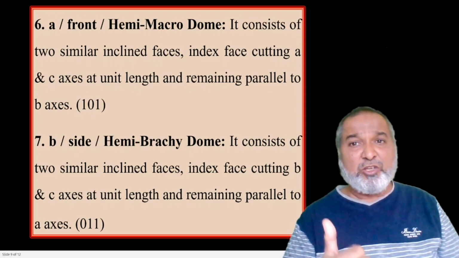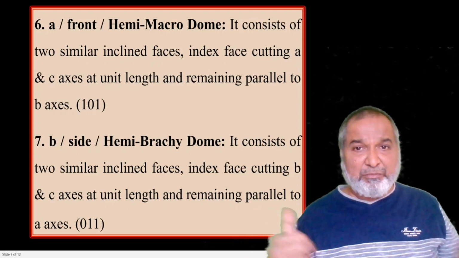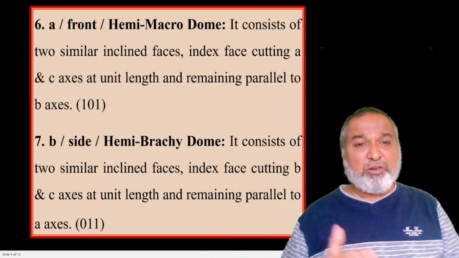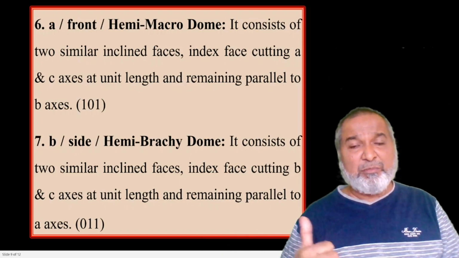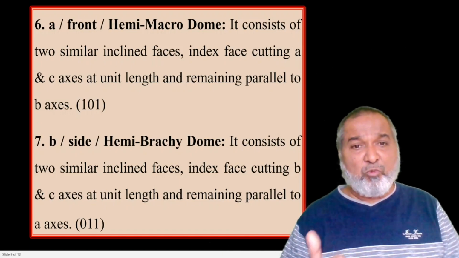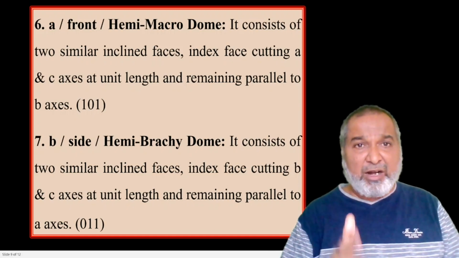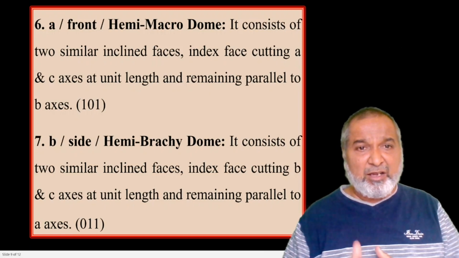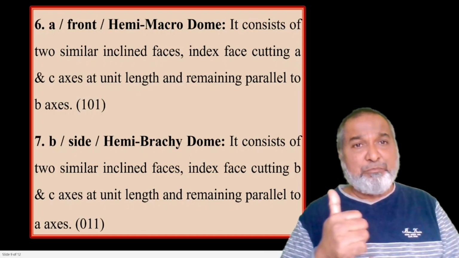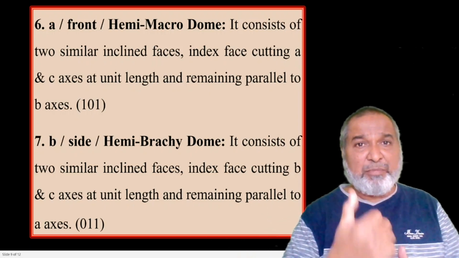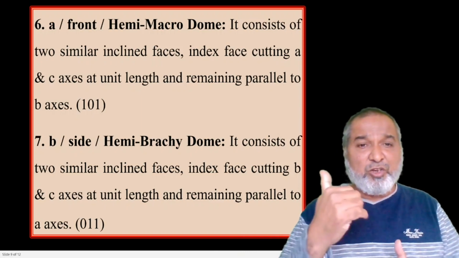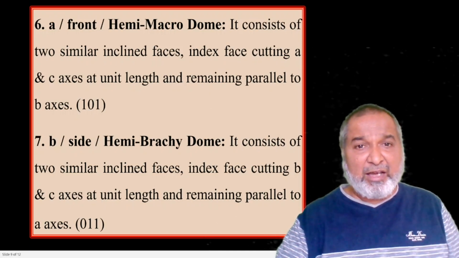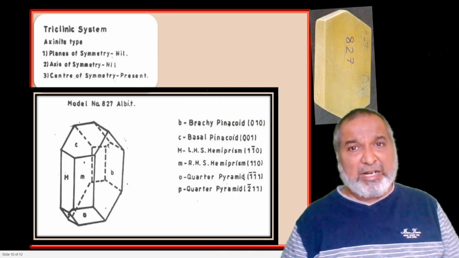So 1, 0, 1. If B is on the side, the inclined face will be there on the side. Then what is happening? A remains parallel, but B is going to cut. So 0, 1, 1. So A oblique, front oblique, hemi microdome, because the B will remain parallel. Whereas in the second one, B oblique, side oblique, the brachy front, the A axis remains parallel. So 0, 1, 1. So this is the hemi microdome, or we have the hemi brachydome. So that completes that part.